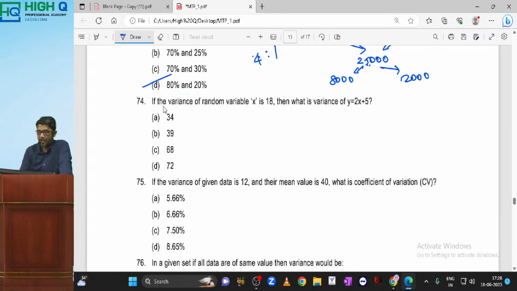Next. If the variance of a random variable x is 18, variance of y is equal to 4 into variance of x. Squaring. 4 into what is variance of x? 18.